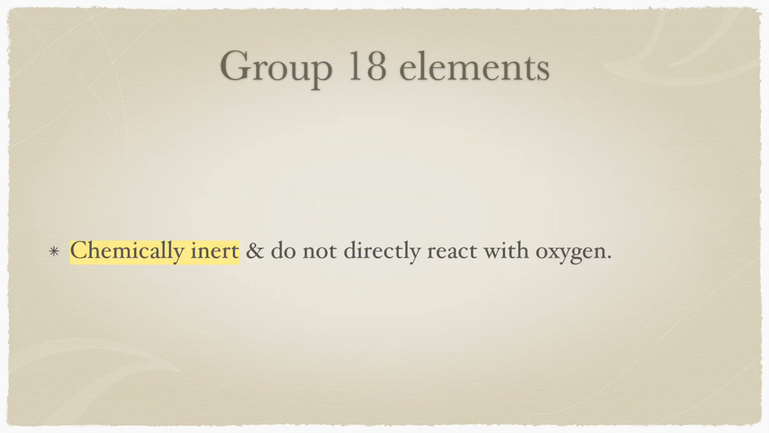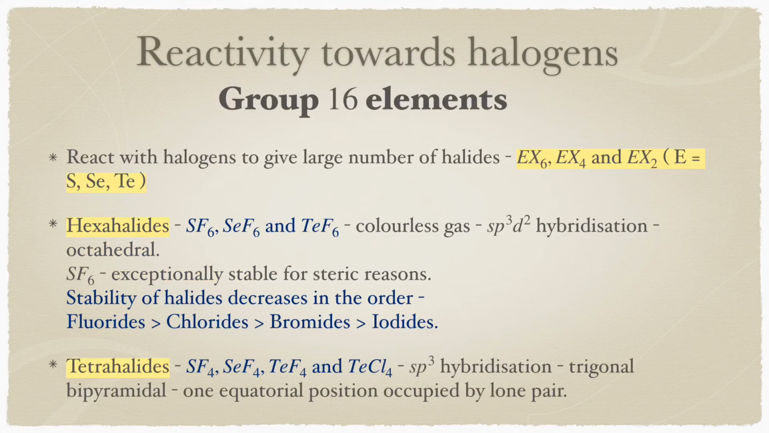Next one is group 18 elements. They are said to be chemically inert and they do not directly react with oxygen. Next, we'll learn about reactivity towards halogens. So, first we'll talk about group 16 elements.